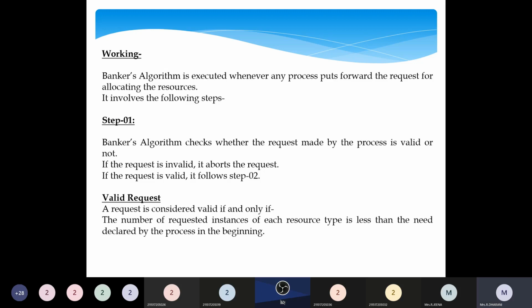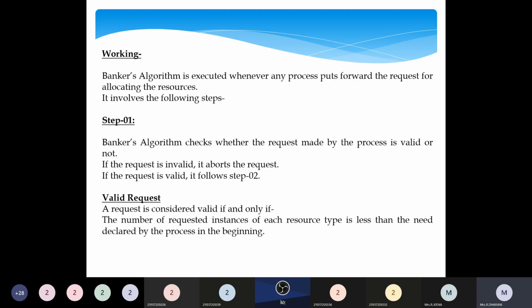Okay, so the first step is it will check the request. If the request is valid, then it will check whether the requested resources are available. If the resources are available, then it will move to step 3. So what is step 3? Banker's algorithm makes an assumption that the requested resources have been allocated to the process. Then it modifies its data structures accordingly and moves from one state to another state.